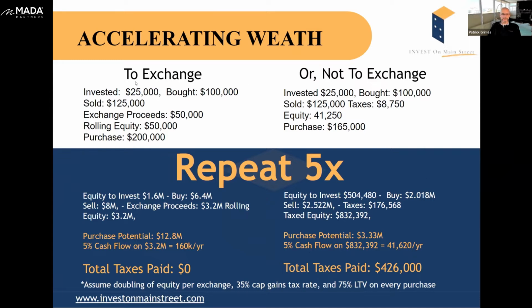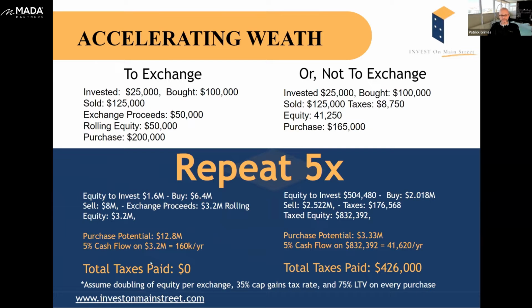If you take the exchange model and repeat that 5 times, your purchasing power rises from 3.3 million to 12.8 million. You're now cash flowing at 5% on that, which is 160,000 a year, which is 4 times higher than 41,000 a year.